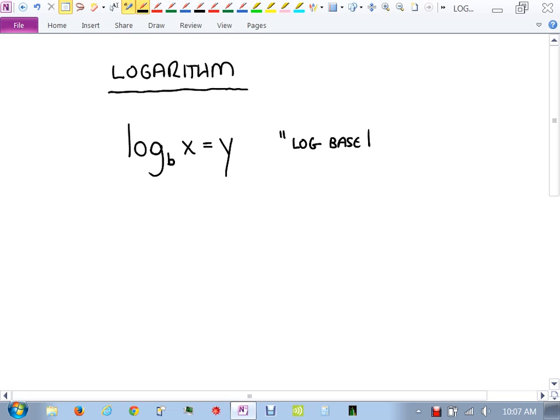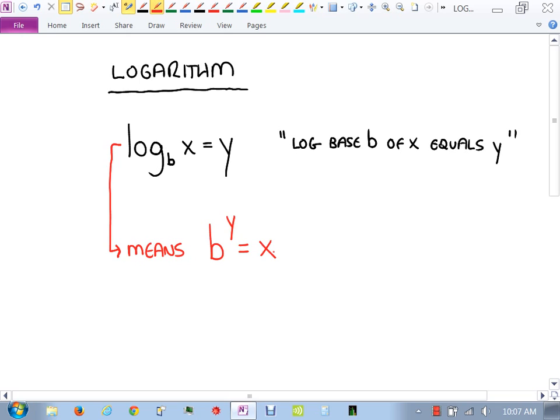Log base b of x equals y. So it's almost like you're reading it from the left to the right, right? Log, and then that little subscript b is what we call the base, and then of x equals y. Now what this means, because I mean that's just what it is. Here's what this means. This means that b raised to the y equals x.